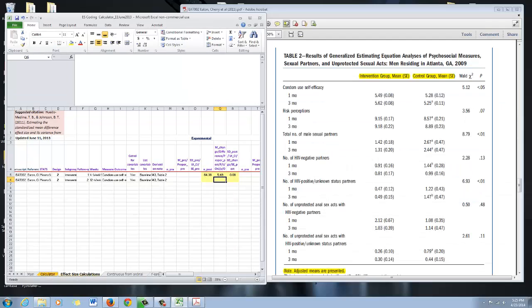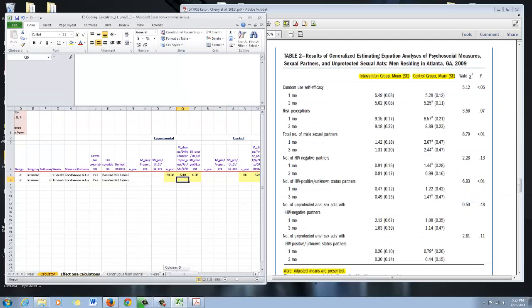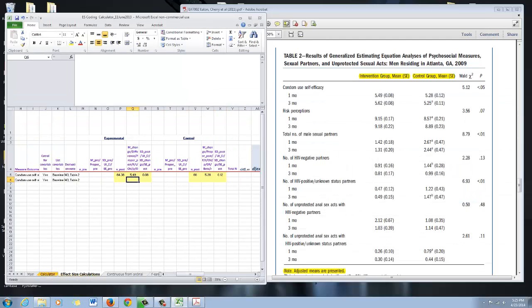Then we're going to minimize again, and we're going to enter the experimental and control post-test data. So 5.62 and 0.08 for the experimental, 5.25 and 0.11 for the control.